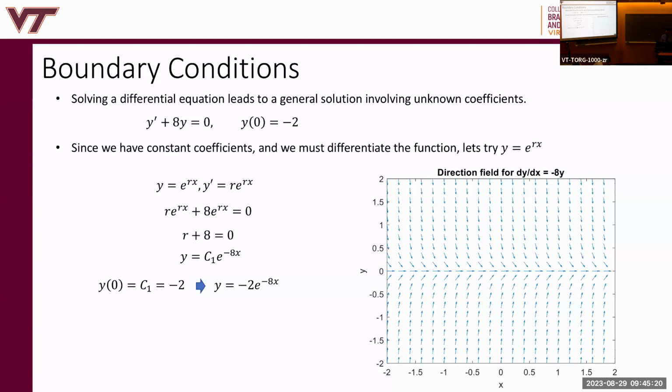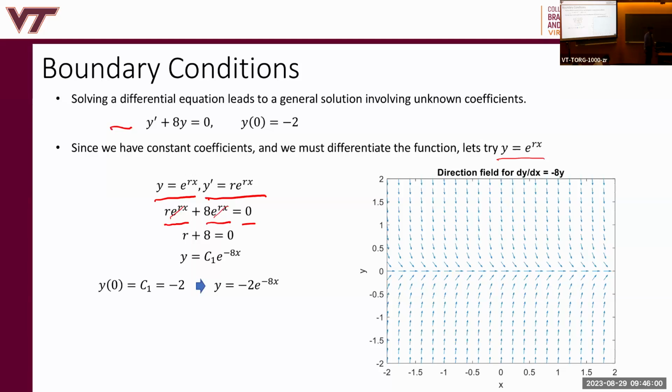Since we have constant coefficients and we must differentiate the function for this differential equation, we'll try a function y equal to e to the rx. This is our trial function. Here's y, our trial function. We differentiate it, r e to the rx. Then we plug it back into this differential equation. So we have r e to the rx plus 8 e to the rx is equal to 0. Why do we choose this exponential trial function? Because we can cancel it. This and this cancel, or we can divide both sides by it, but we have 0 on the right-hand side.